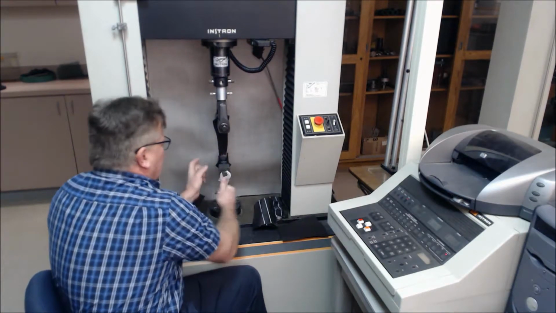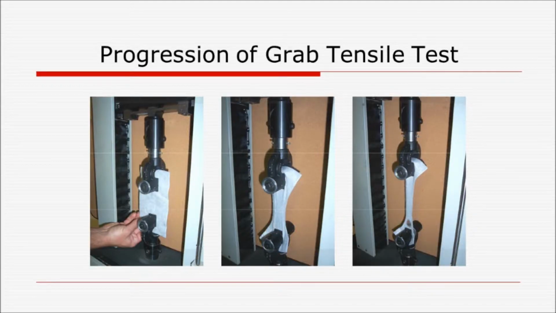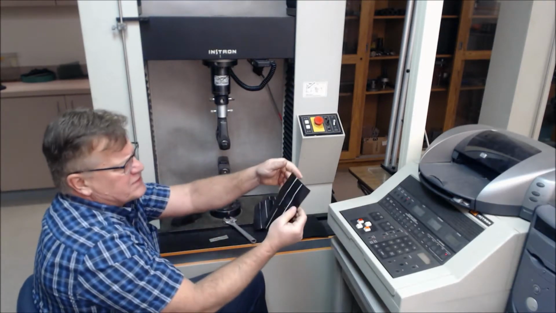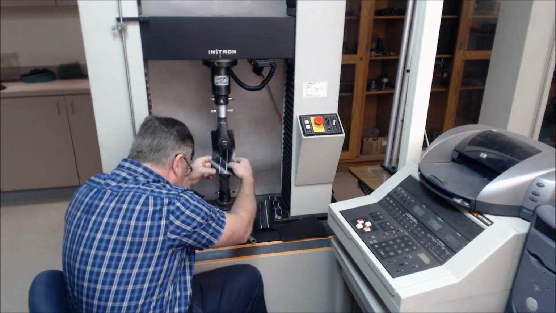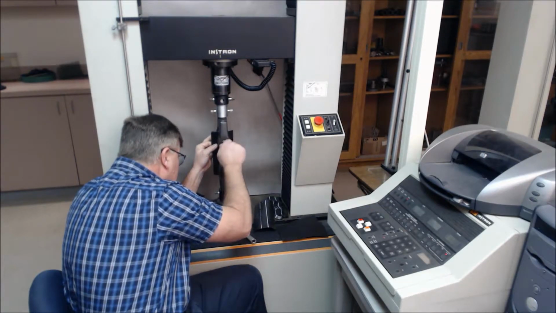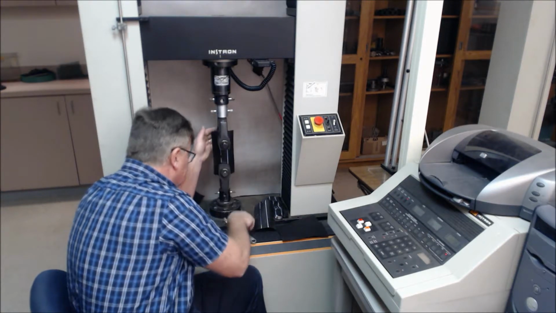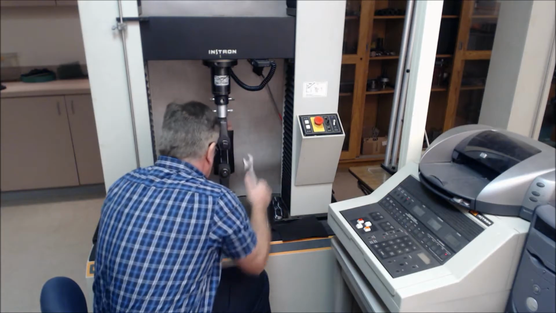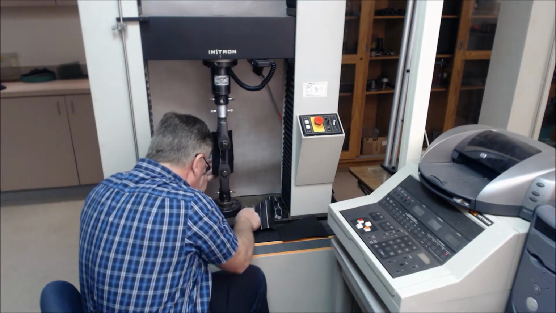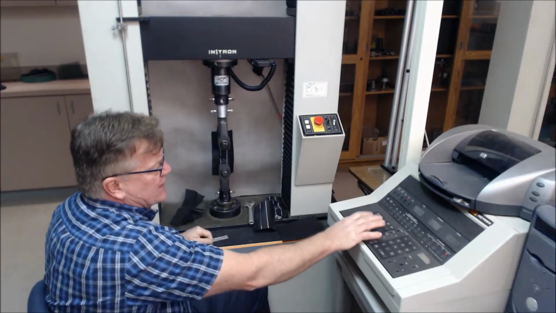We're returning the grips, and I'll run the woven. Here you see the orientation of the specimen. You need to center that. And we're ready to go again.